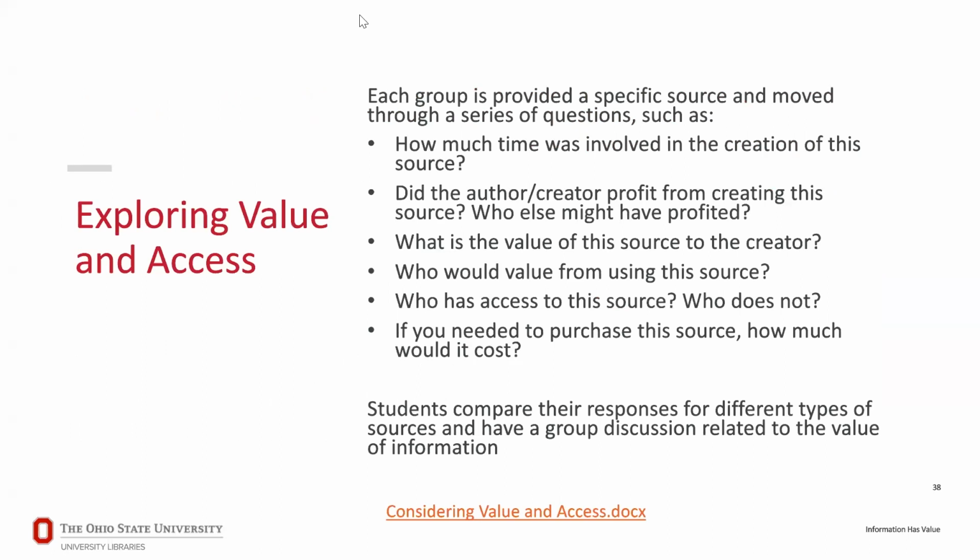Another activity is one that you could use. I call this one exploring value and access. Basically each group of students would be given a different source. And then they would answer the same questions related to that source, such as how much time they think was involved in creating that source, who profits from that source, what does the author get, who else might have profited, and what is the value of this source to the creator and to the user. So each group is looking at different kinds of sources. And then they could come back together for a discussion, thinking about how the creation time differs for a scholarly article versus a blog post.